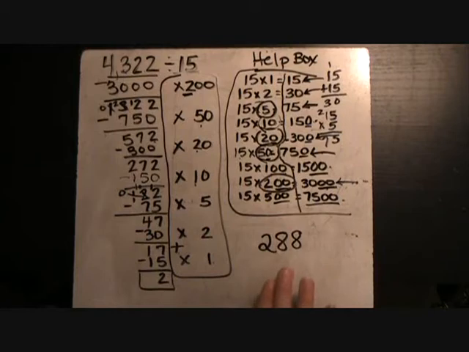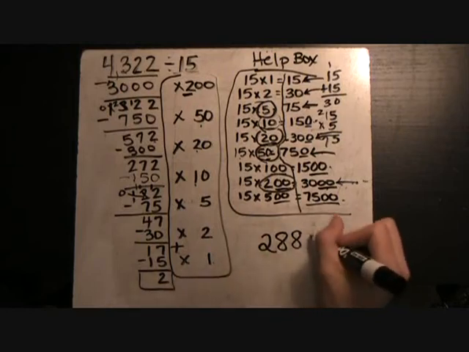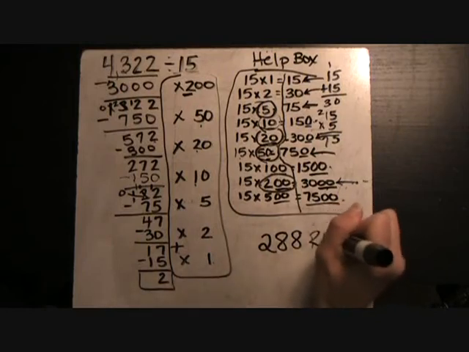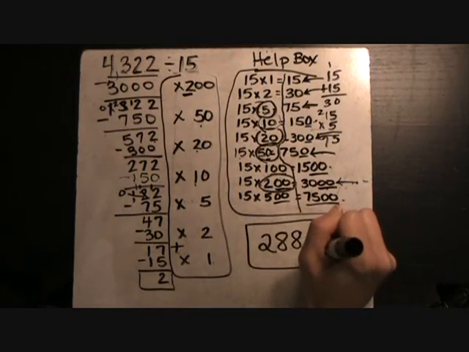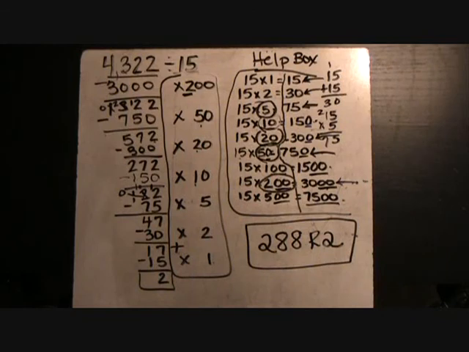This is still not my final answer. This is how many times 15 will go into 4,322. However, I do have some left over. When I divided that, I had a 2 left over, so that is my remainder. And now this gives us our final answer. 4,322 divided by 15 is 288 with a remainder of 2.